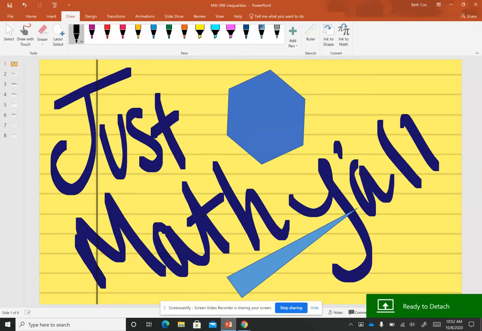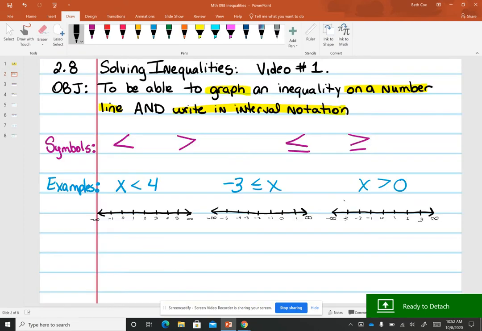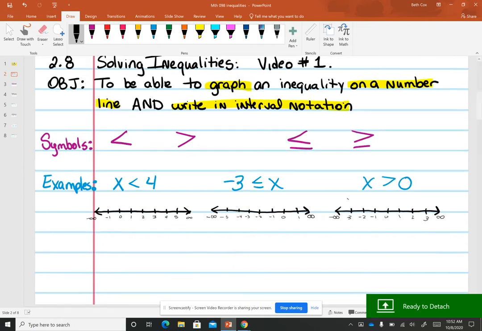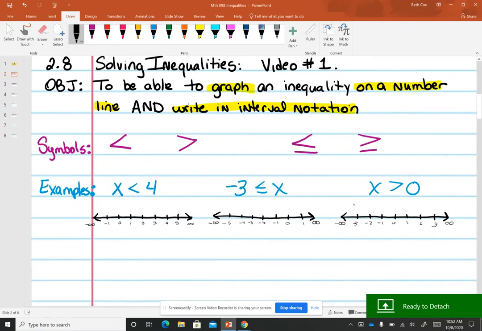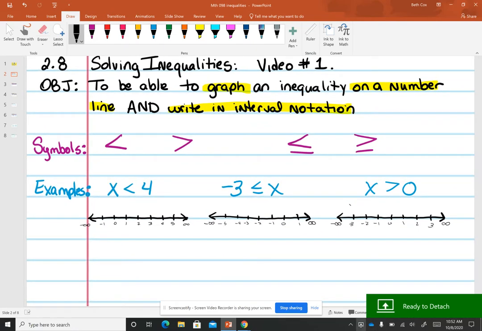This is Just Math, y'all, and we are looking at solving linear inequalities from a Math 98. This is a series of videos that we're going to go through, and here's the first one. We're going to solve inequalities, and basically we're going to solve them and be able to graph them on the number line and then write an interval notation. So here we go.